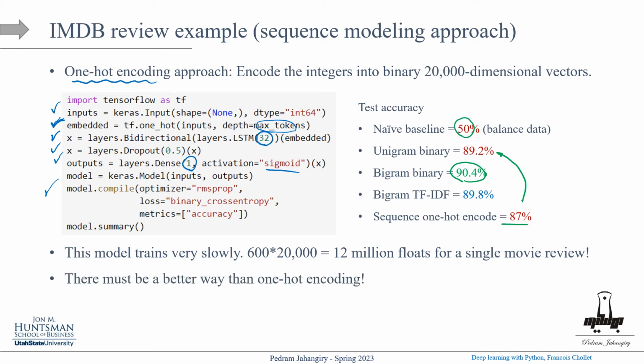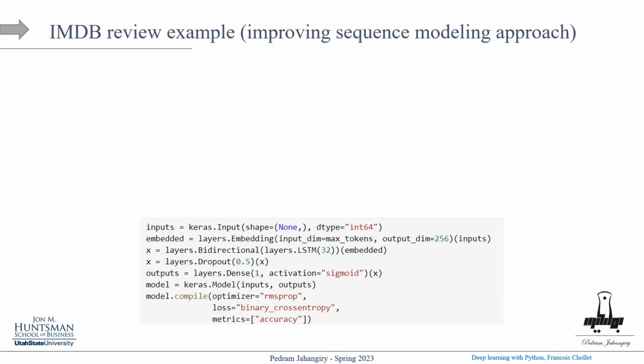So this means that there must be a better way than one-hot encoding, and that's basically what we're going to cover in the next slide, which is word embedding. All right, now let's see how we can improve the sequence modeling approach by doing word embedding. Remember, one-hot encoding was too slow. Let's see if we can do better.